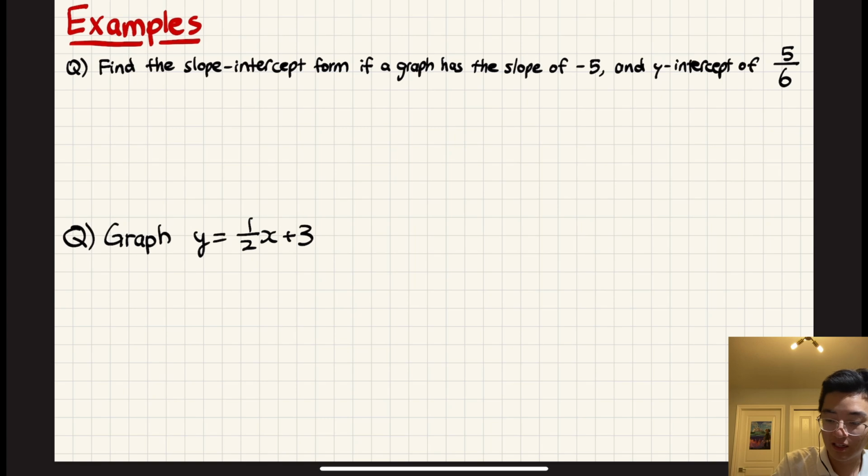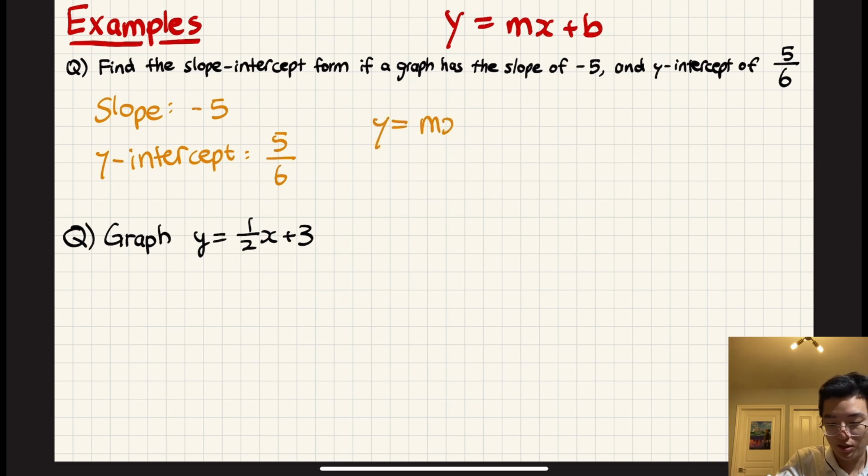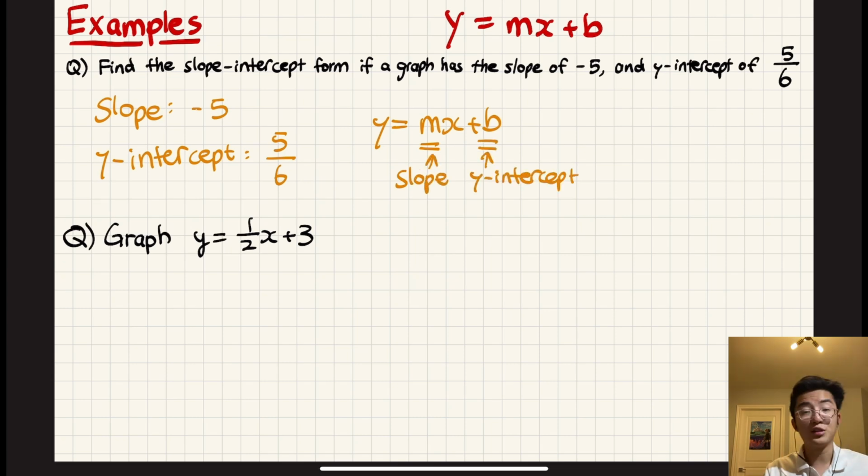Okay, so once again, we'll drop the slope-intercept form right here. From the question, we know that the slope is -5 and the y-intercept is 5/6. In this slope-intercept form, the m is the slope and the b is the y-intercept. So pretty much all we need to do is plug the numbers in.